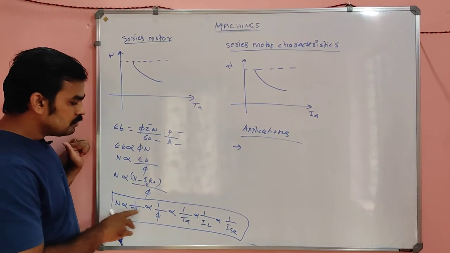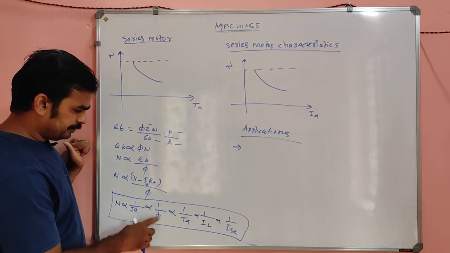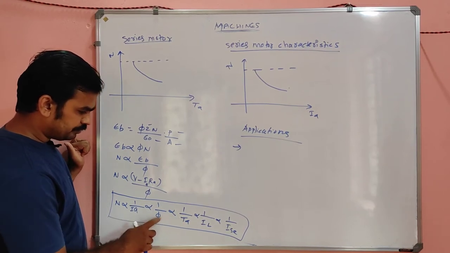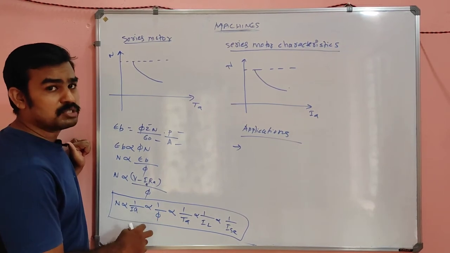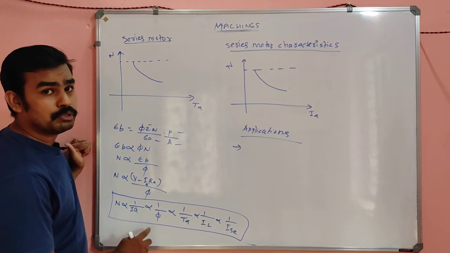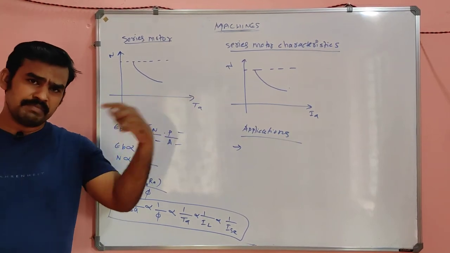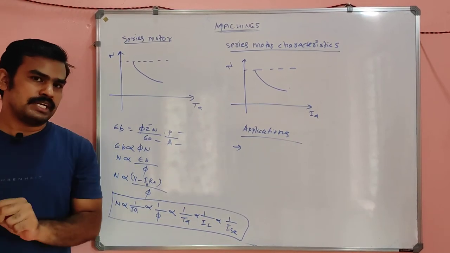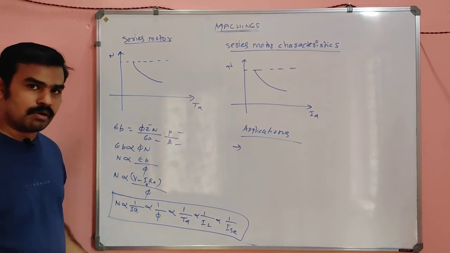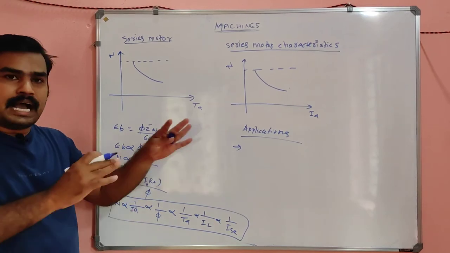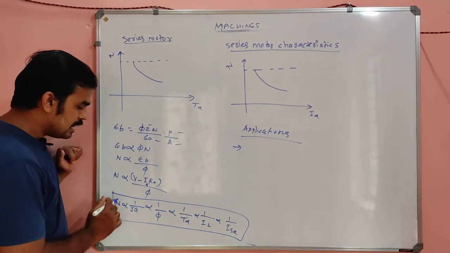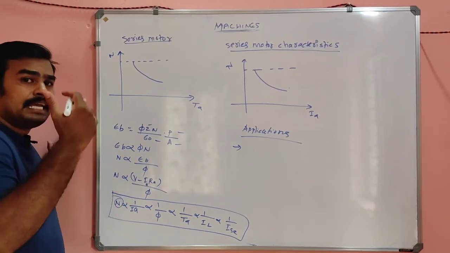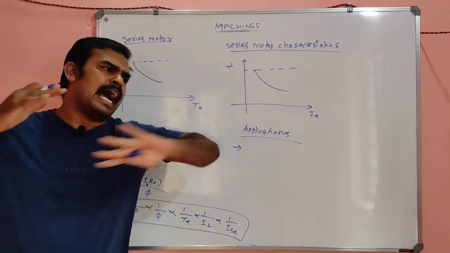because this phi is not constant. It is varying with respect to the armature current. So since the phi is not constant, the torque is also not constant. So it has the highest starting torque, that means under very low speed or very loaded condition, now very high load you applied.